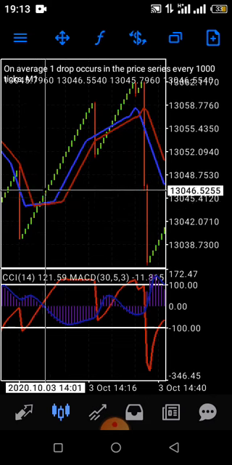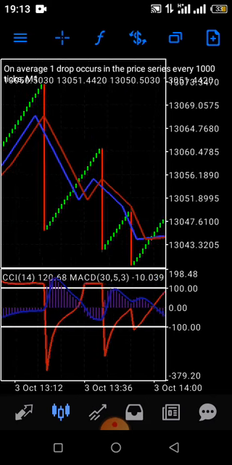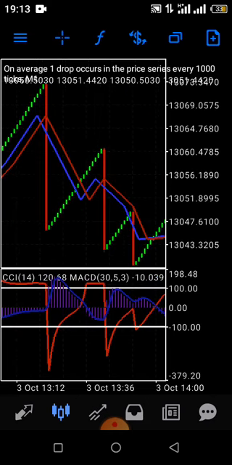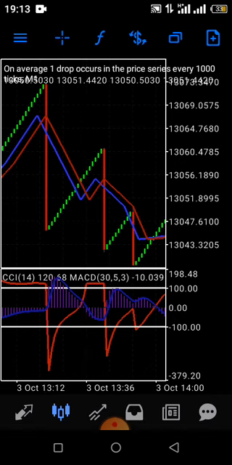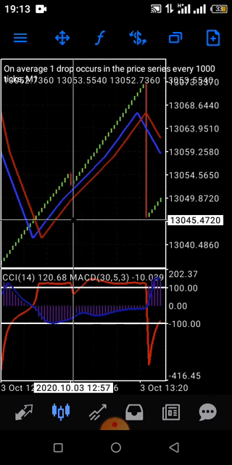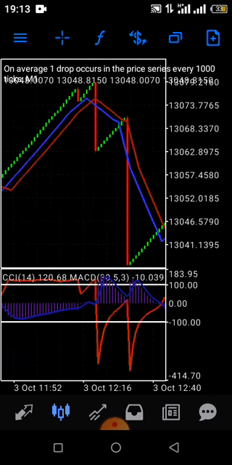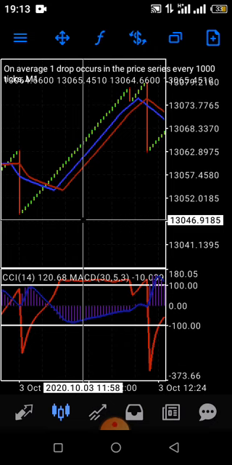This one is not tradable. You see, they are almost smoothed together, and then there is this one. So it is an amazing thing to trade. Look at that. It is an amazing thing to trade with this one.